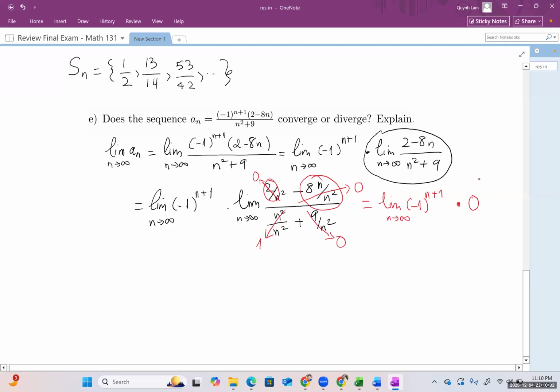So I don't care about the (-1)^(n+1) anymore. It must be equal to 0, and that converges. So that means the sequence converges. So this is our problem 1.